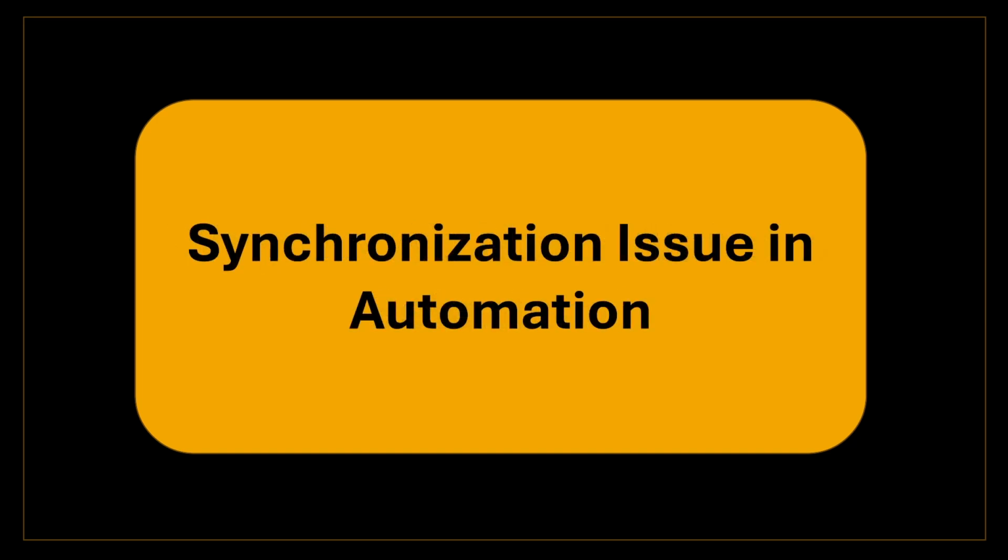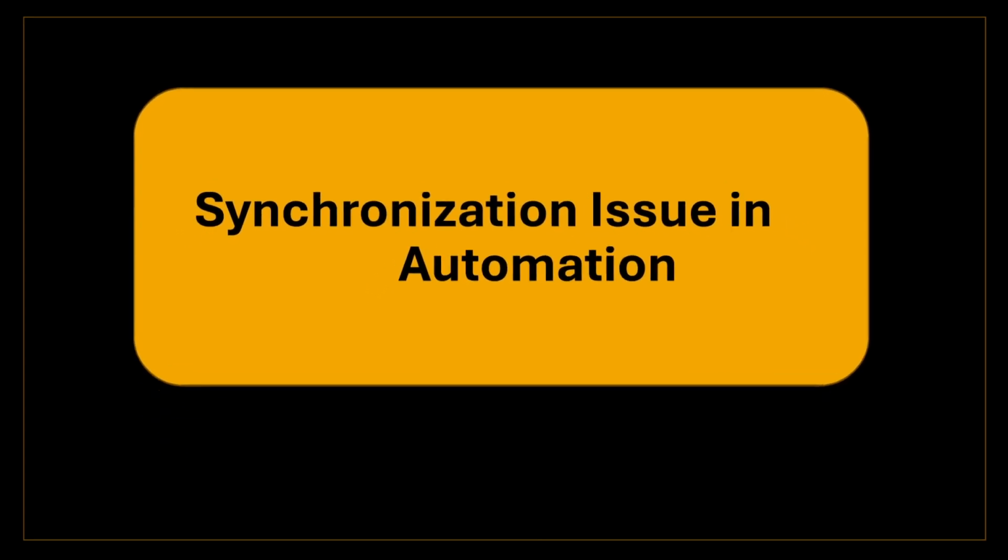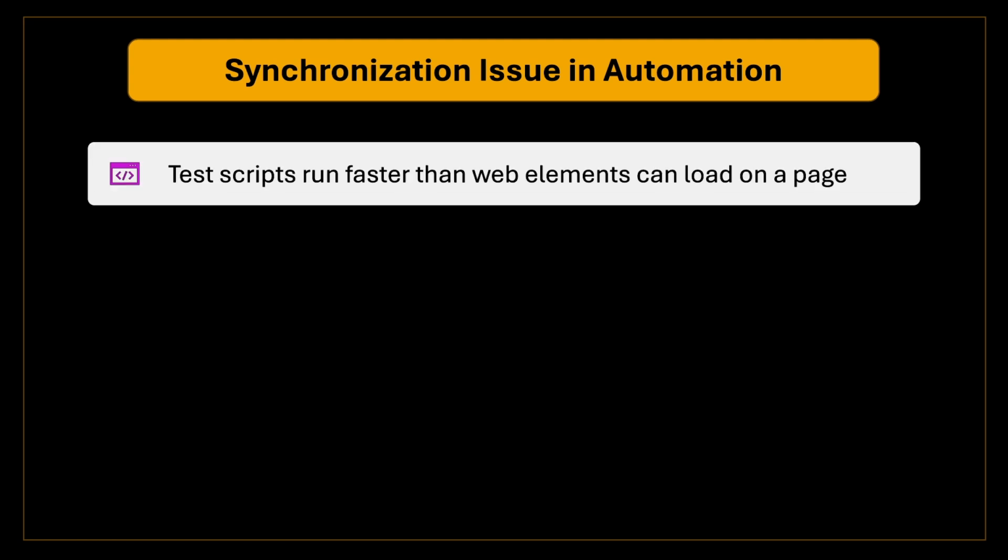Before diving into the types of wait, let's talk about why we need them and what problems they solve. If you have encountered a test fail because an element is loaded a bit too late, or a button wasn't ready to click right away, then you have likely encountered a synchronization issue. This happens because the script runs often faster than web elements can load on a page.